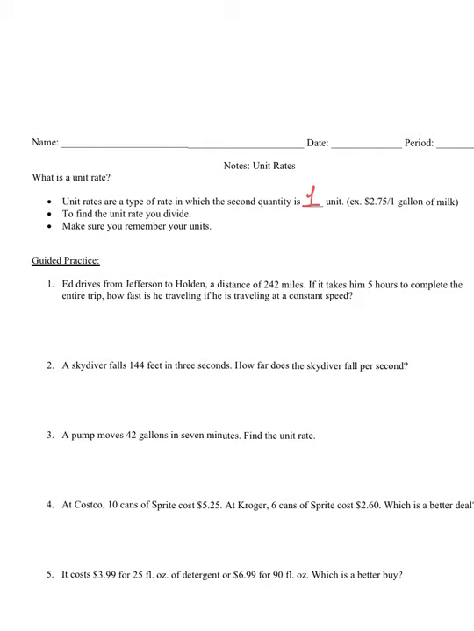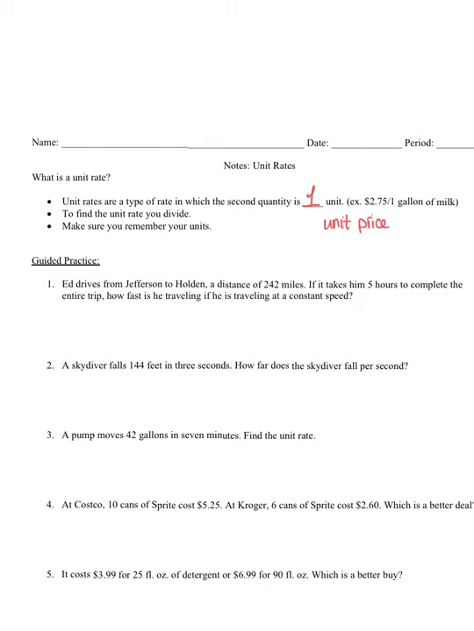Okay, for example, we have $2.75 for 1 gallon of milk. Sometimes you're going to see the word unit rate, or sometimes we're going to hear the word unit price. Okay, to find a unit rate, you divide, and remember your unit.